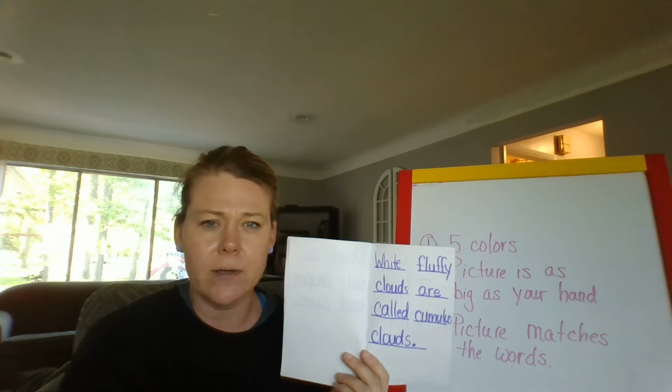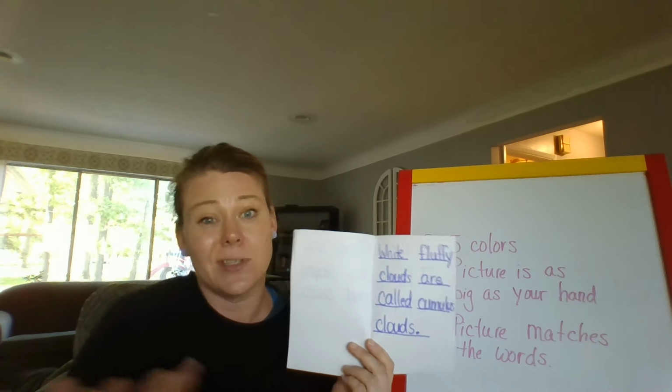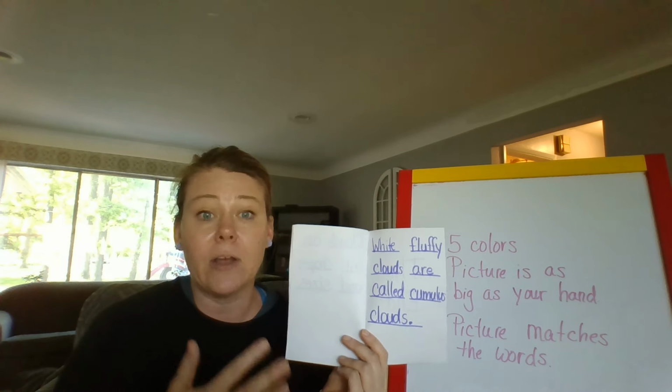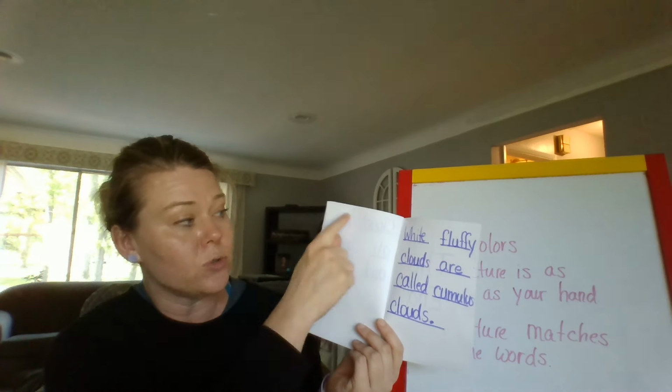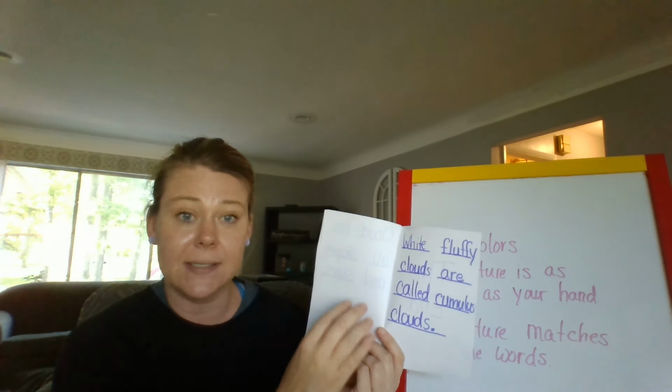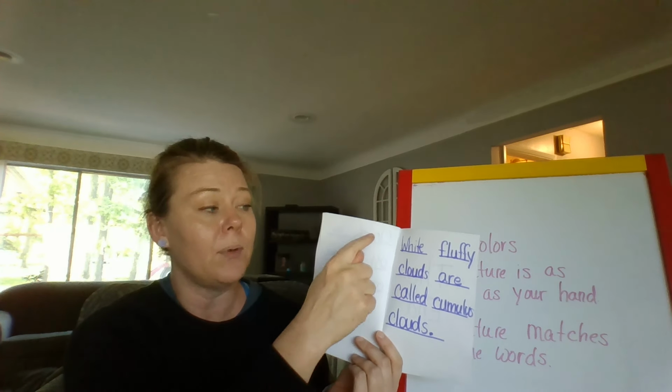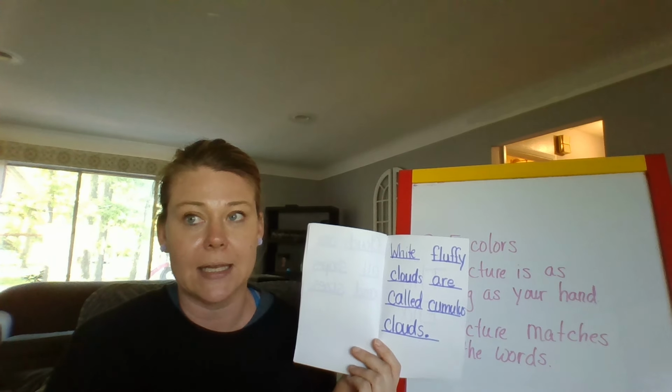And this page would be hard to add 5 colors to because I'm just talking about white clouds, but I'll have to add more details. Maybe what I could do then is draw my white fluffy clouds with a scene like a tree and some flowers in the ground and maybe even the sun, but maybe label the clouds cumulus clouds.